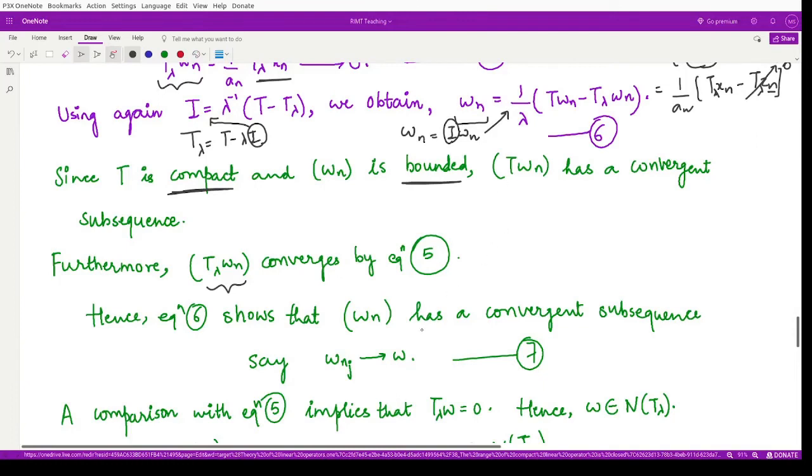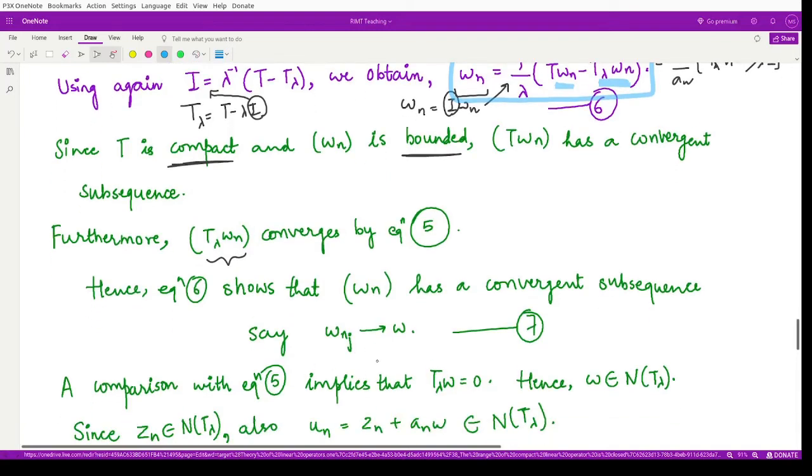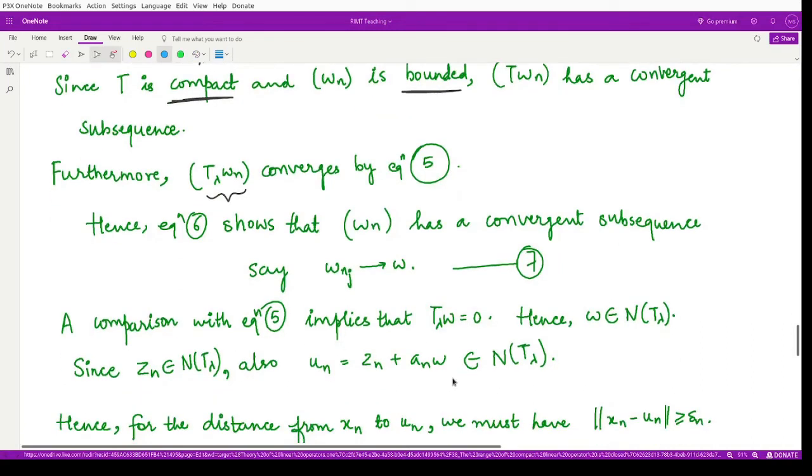Combining all these results, we can say that wn would have a convergent subsequence, because we can apply the results here into this expression. So this wnj converges to w. So T lambda of w is going to be 0. Just think upon this and tell me why.